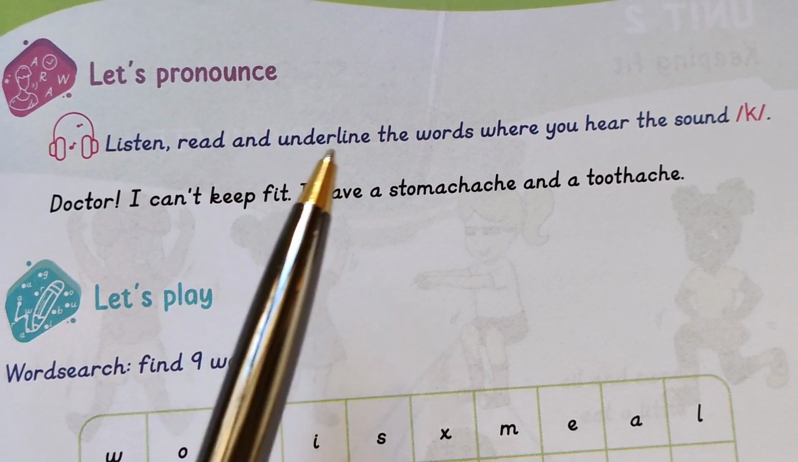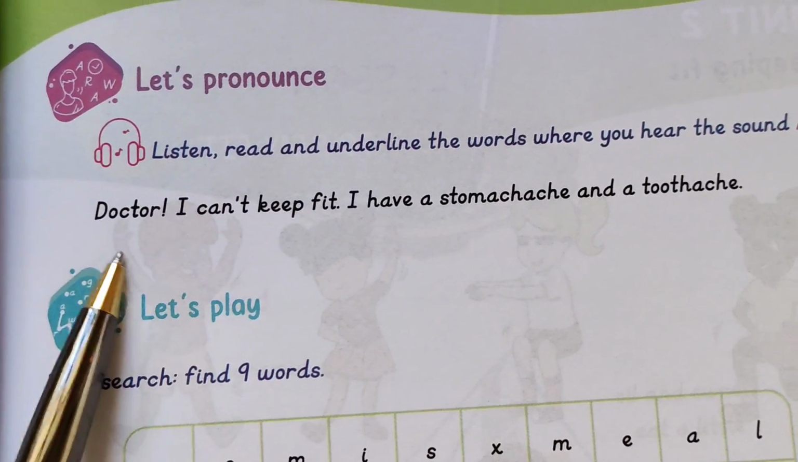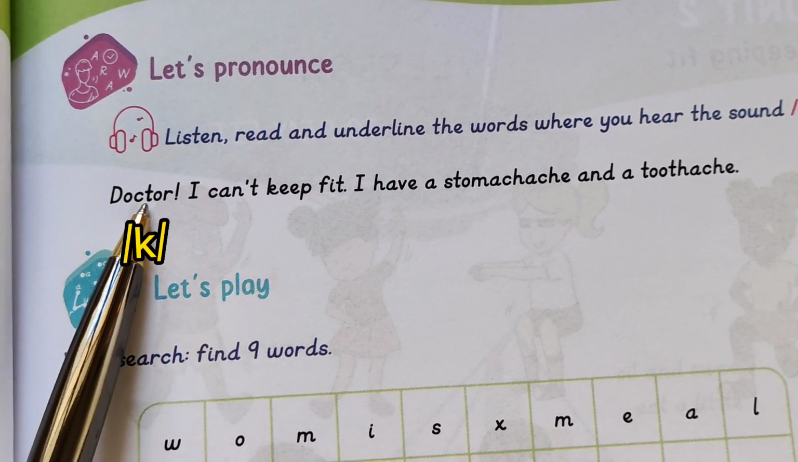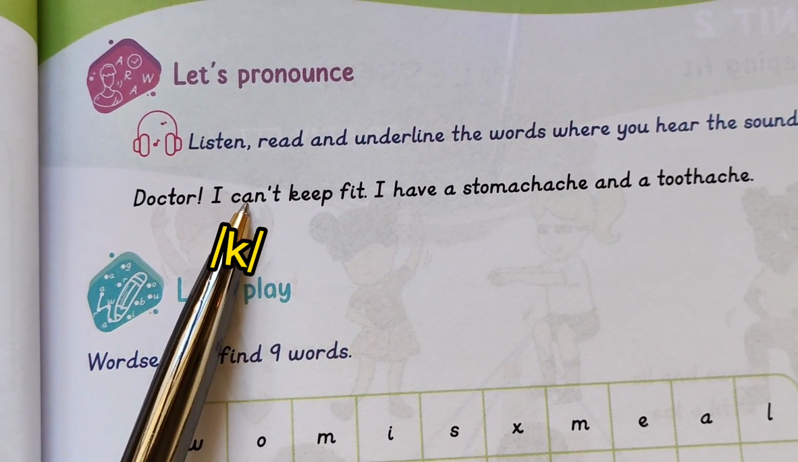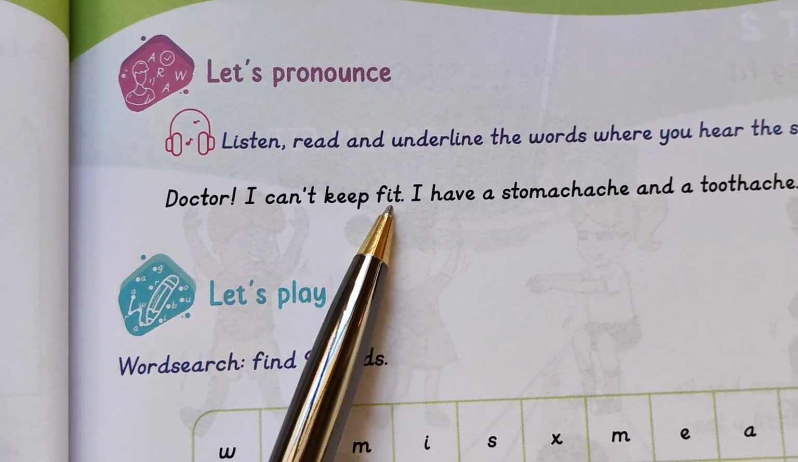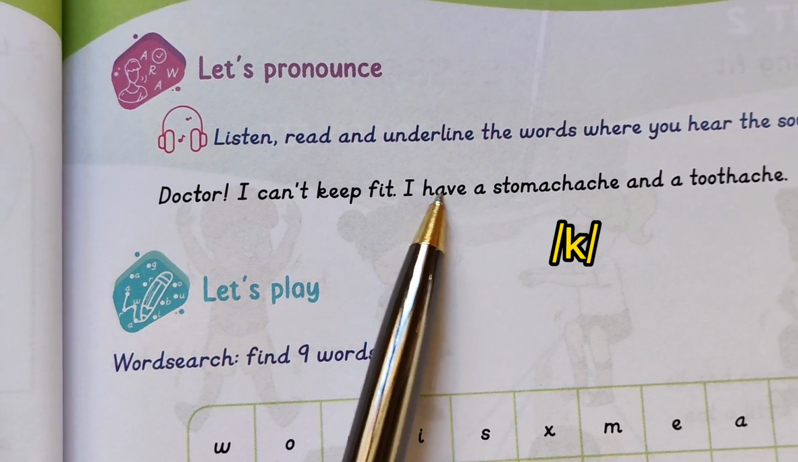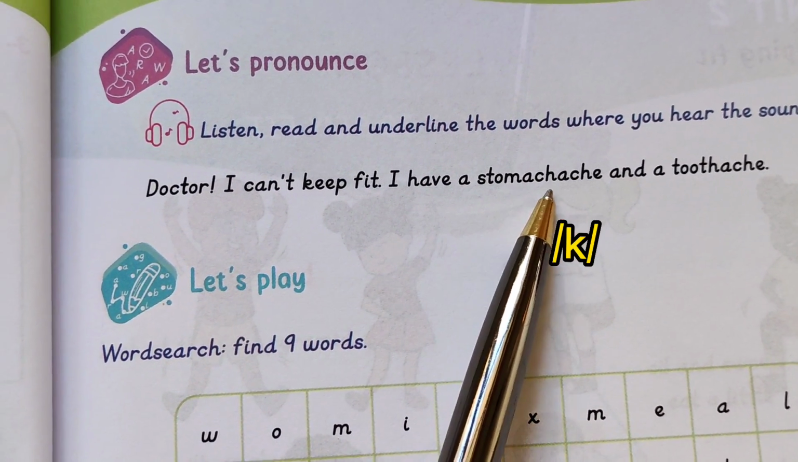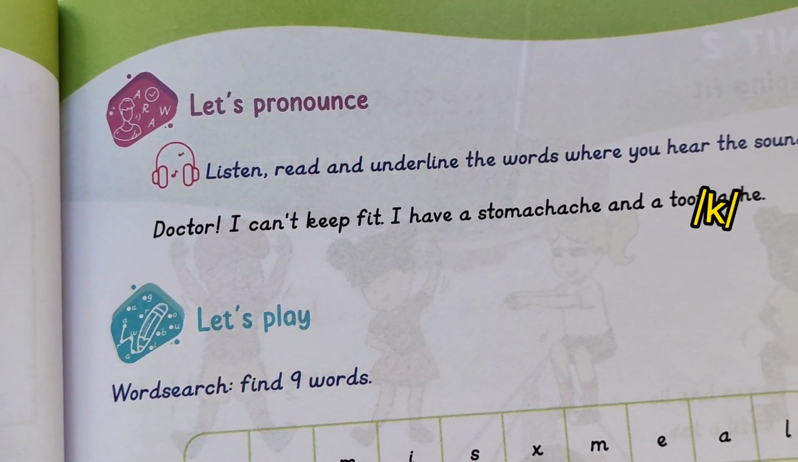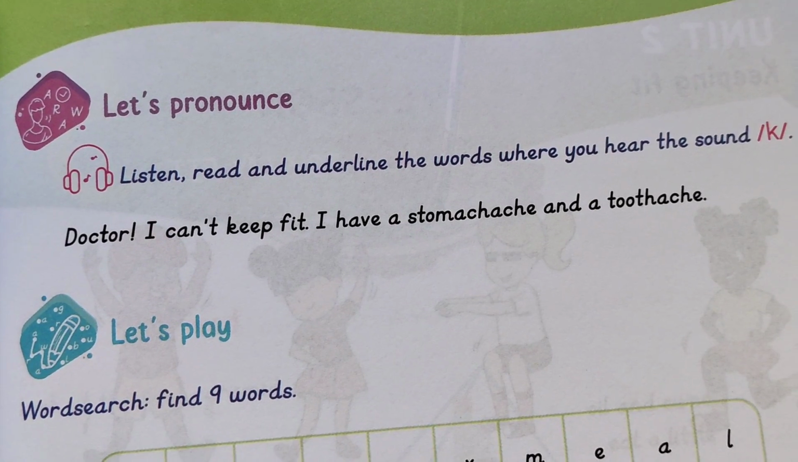Let's pronounce. Listen, read, and underline the words where you hear the sound k. Doctor. I can't. Keep. Doctor, I can't keep fit. I have a stomach ache. Tooth ache. The k sound is found in c, k and ch. That's all for this lesson.